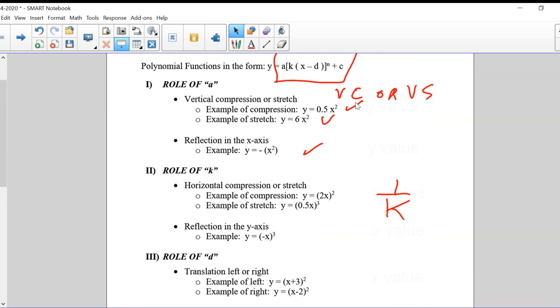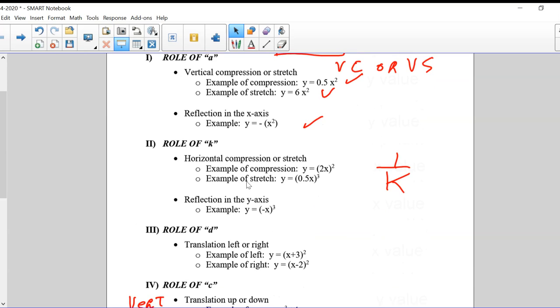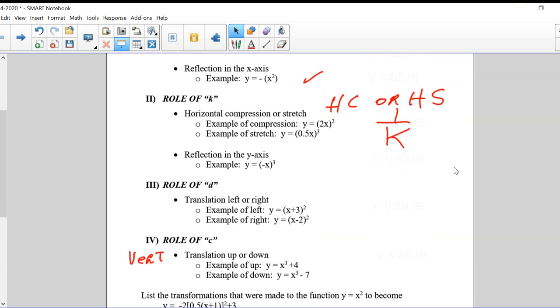And by the way, in terms of abbreviations, I should have mentioned that you can use reflection in the x-axis, VC for vertical compression, VS for vertical stretch, and HC or HS for horizontal compression or stretch. I'm okay with HC and HS. You don't have to write the word out every time. For translation, which is horizontal, I can take an HT, horizontal translation, but you have to tell me in which direction. You have to say either right or left if it's a horizontal translation.